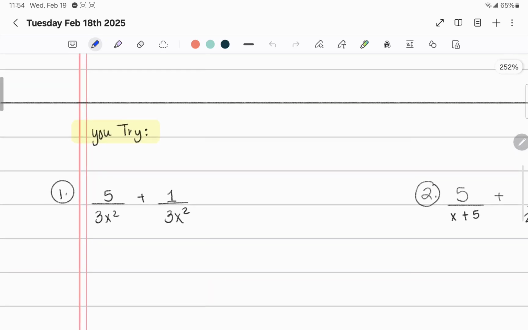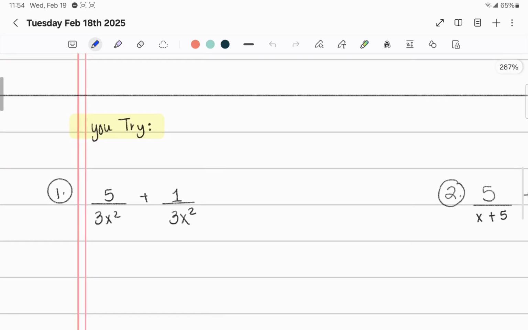So this first one, we don't have to multiply the bottoms since the bottoms are already the same. So this one's easy. We just put it over the same denominator. So those just become 1. And then we can add or subtract the top. So that one's pretty easy.